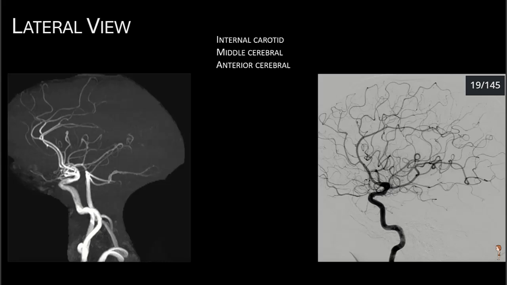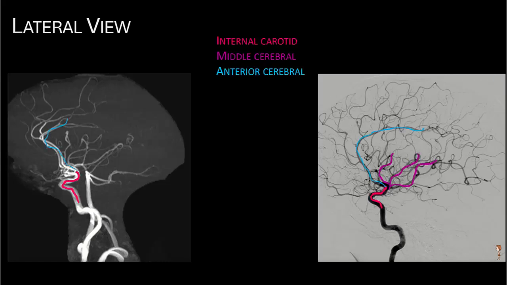On this lateral view, we can see the internal carotid. It's going to be anterior as it branches out into that anterior cerebral, and then we can see some of the middle cerebral branches. They weren't colored in, but these would be the comparable middle cerebral branches on the left.